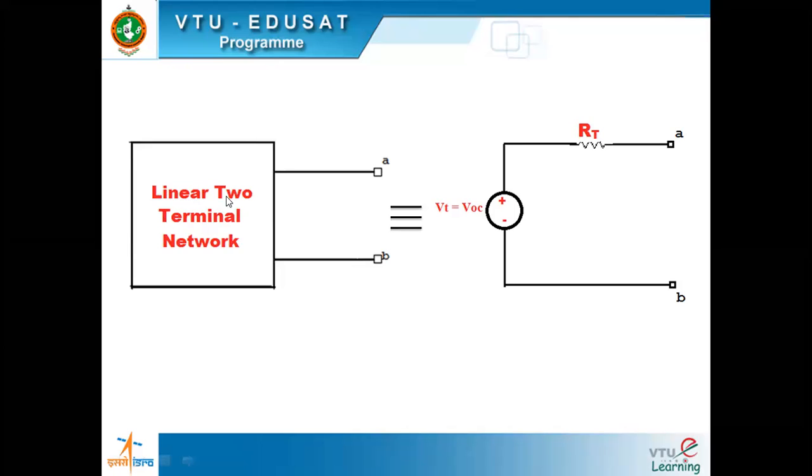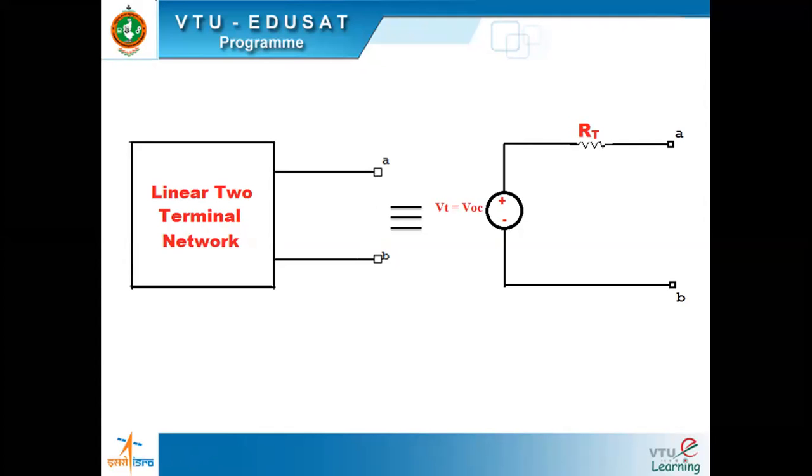Such a linear two-terminal network can be replaced by a resistor Rt in series with the voltage source Vt, which is called Thevenin's voltage, and this is called Thevenin's resistance. Vt is the open circuit voltage across the terminals AB. AB are open circuit, right? If you find the voltage across these two terminals, it is called the open circuit voltage.